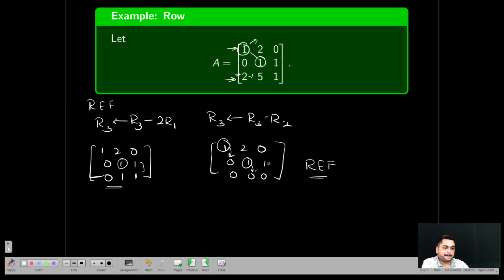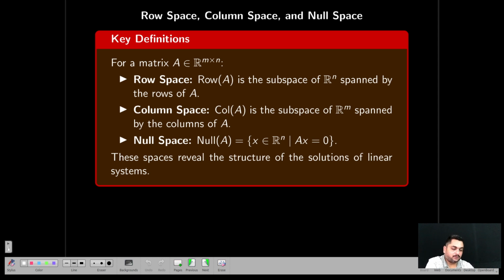This is how you have to do it. Now where is this applied? Now we'll come to the concept of row space, column space, and null space. So what is this? For any given matrix A that belongs to real numbers domain, that is M cross N matrix, row space means, I already told you, we represent as row of A, the subspace of real numbers n rows, spanned by rows of A. And then similarly the subspace of the columns spanned by columns of A.